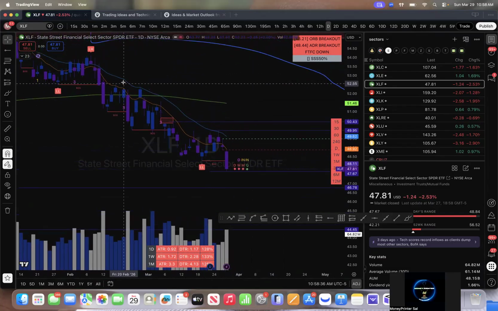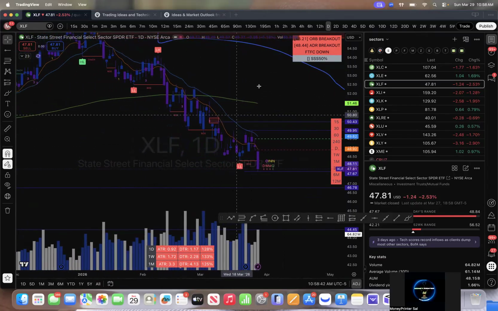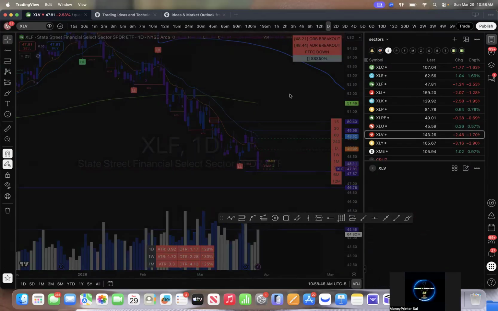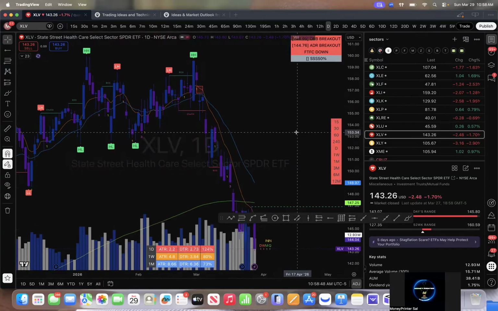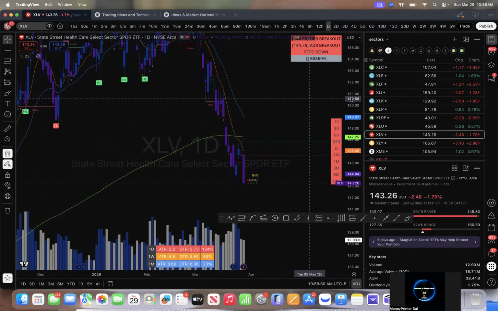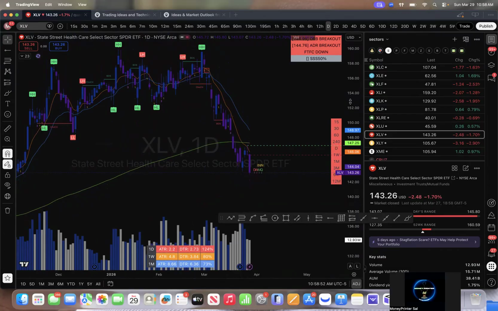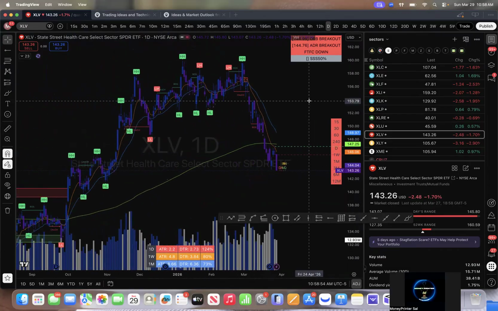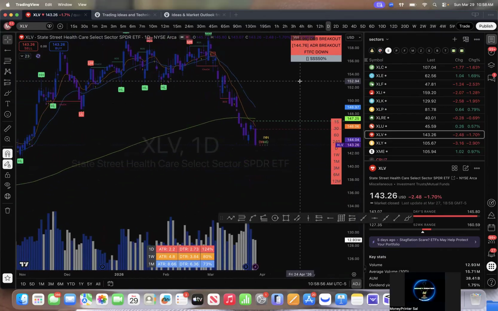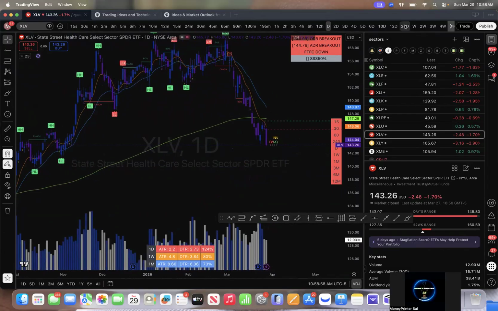Anytime you're under the 9, 21, 200 EMA, we are bearish. So that's what our bias should be. Let's check out XLV, which is the medicals. Oh, this has been getting pummeled. This is probably something I should have been trading, but I'll definitely look for it this week.